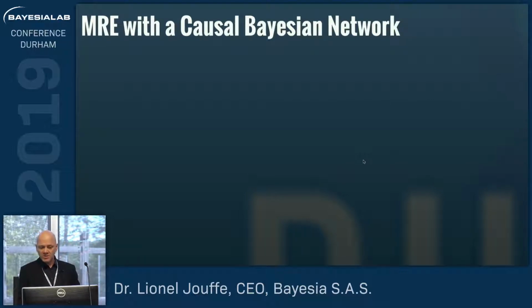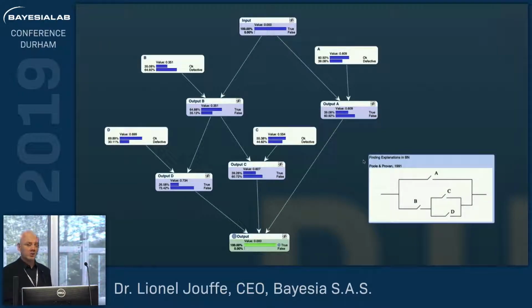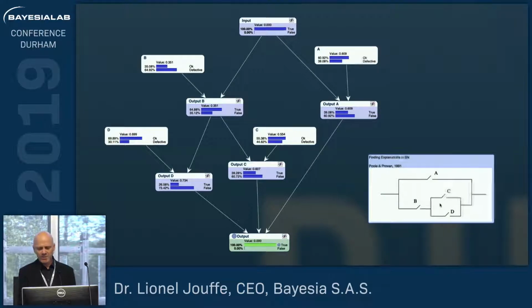So let's suppose I have a causal Bayesian one. And this is the example coming from the article I was just mentioning. So we have this system, and this is a network that represents this system. And we want to know, if the output is true, what is the most likely configuration, or what is the most relevant explanation of this output being true. Right? So just keep in mind this scheme here.